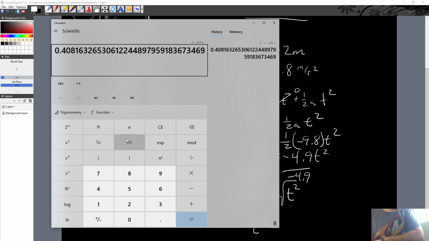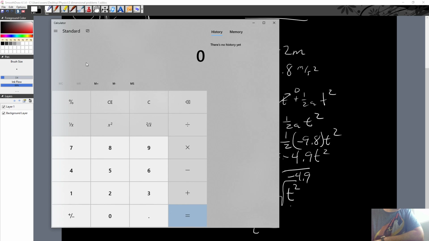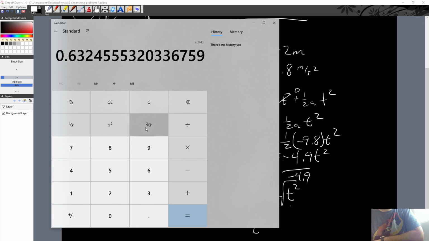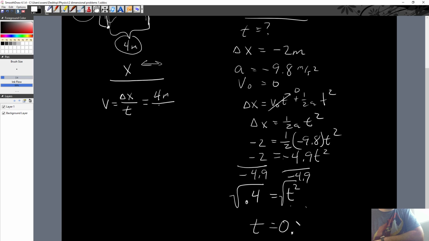Let me go back to my standard calculator. I lost it. Okay, now I'm going to take 0.4 and square root it. It was probably on the other page. I just didn't see it. It's 0.63. So 0.63 seconds. Do I need to round? No, I don't. So here's the amount of time it took, 0.63 seconds.